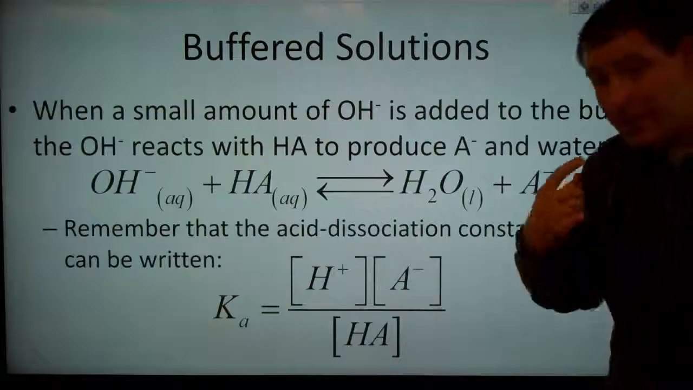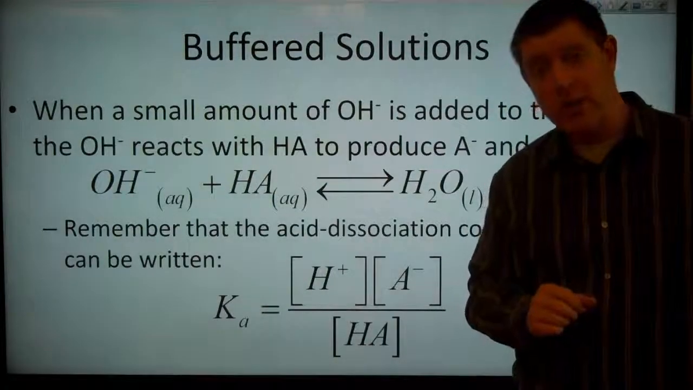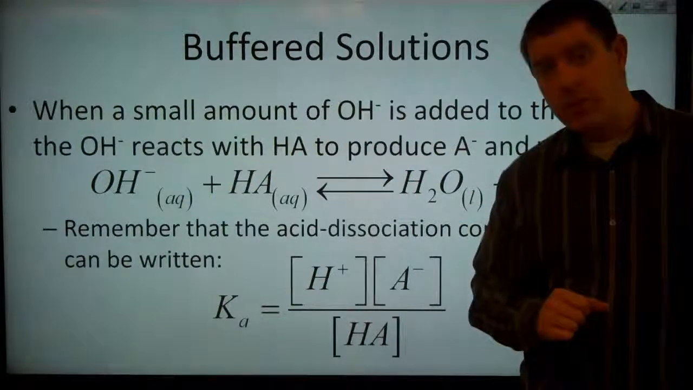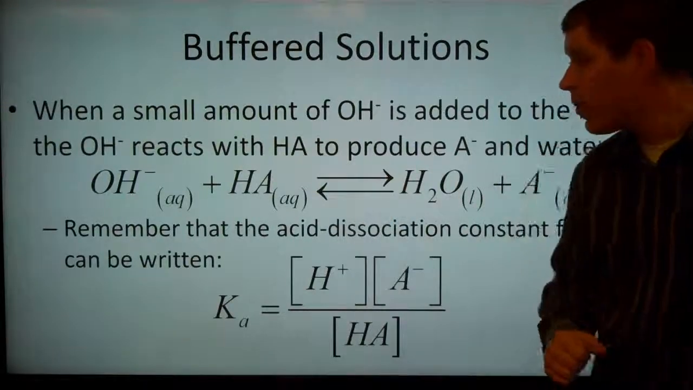So a buffer resists a change in pH. It doesn't eliminate a change in pH, but it does resist the change in pH. And over some capacity of the buffer, the pH won't change very much. Outside that capacity, then the pH will begin to change more.